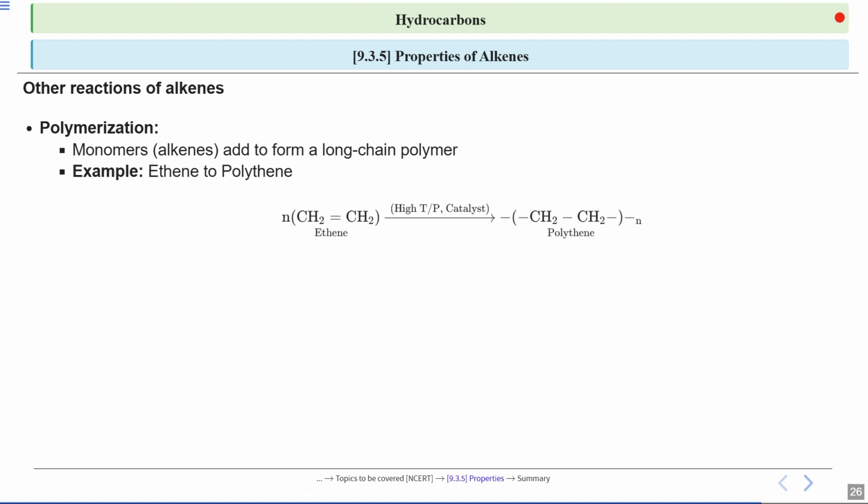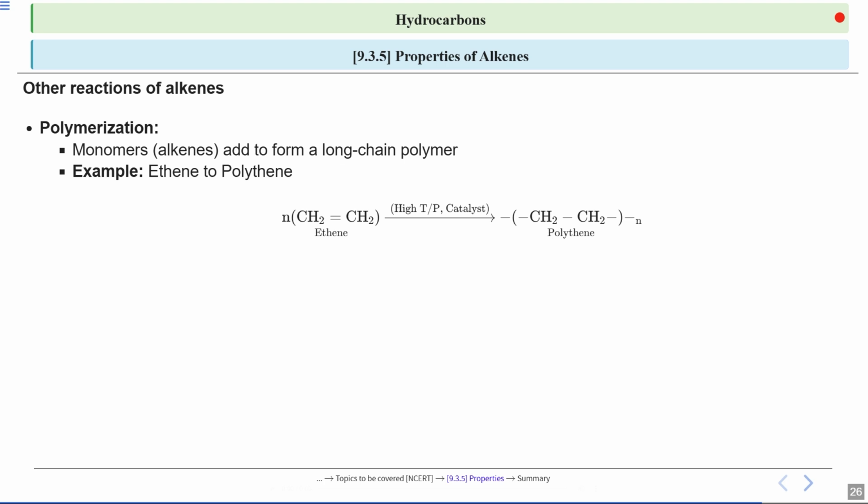Right? For example, we are taking ethene molecule, which has the molecular formula CH2=CH2. Now, under combined high temperature and pressure along with a catalyst, they form polyethene, also known as polythene. The reaction can be written as n moles of CH2=CH2, leading to the formation of polythene. So this n written in the subscript represents that your CH2 unit is being repeated n times.